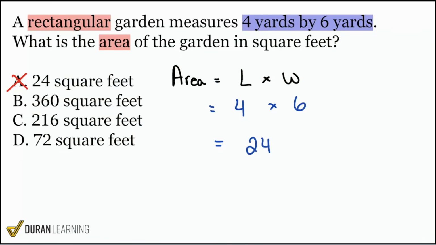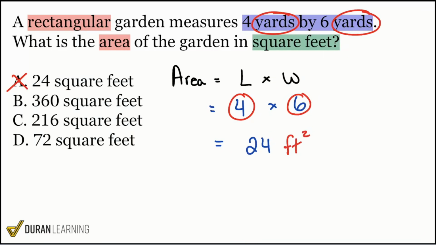The reason for that is, everyone, what did they say they wanted the answer in? What is the area of the garden in square what? In square feet. When I take a look at what I have going on here, I remember that the 4 is yards. The 6, it's yards. That's a problem because I didn't calculate square feet. No. I just calculated 24 square yards. So that's a big issue. That is a big problem.